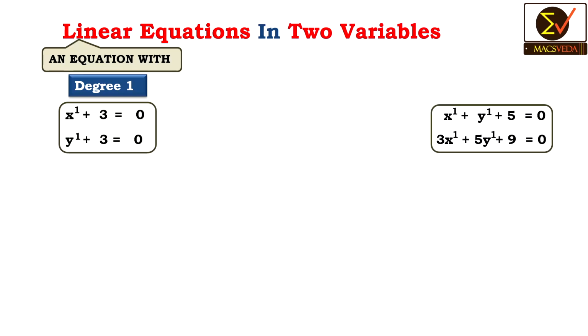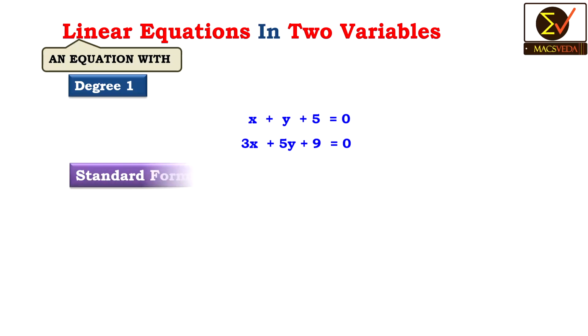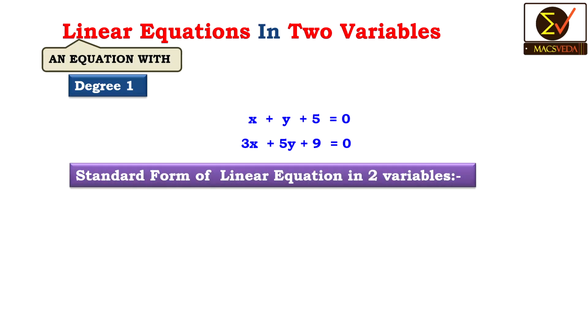Now we are interested in linear equations in how many variables? Two variables. So these two fellows are ruled out. So what are the linear equations in two variables? These are the examples for linear equations in two variables. So let us write down the standard form of a linear equation in two variables.